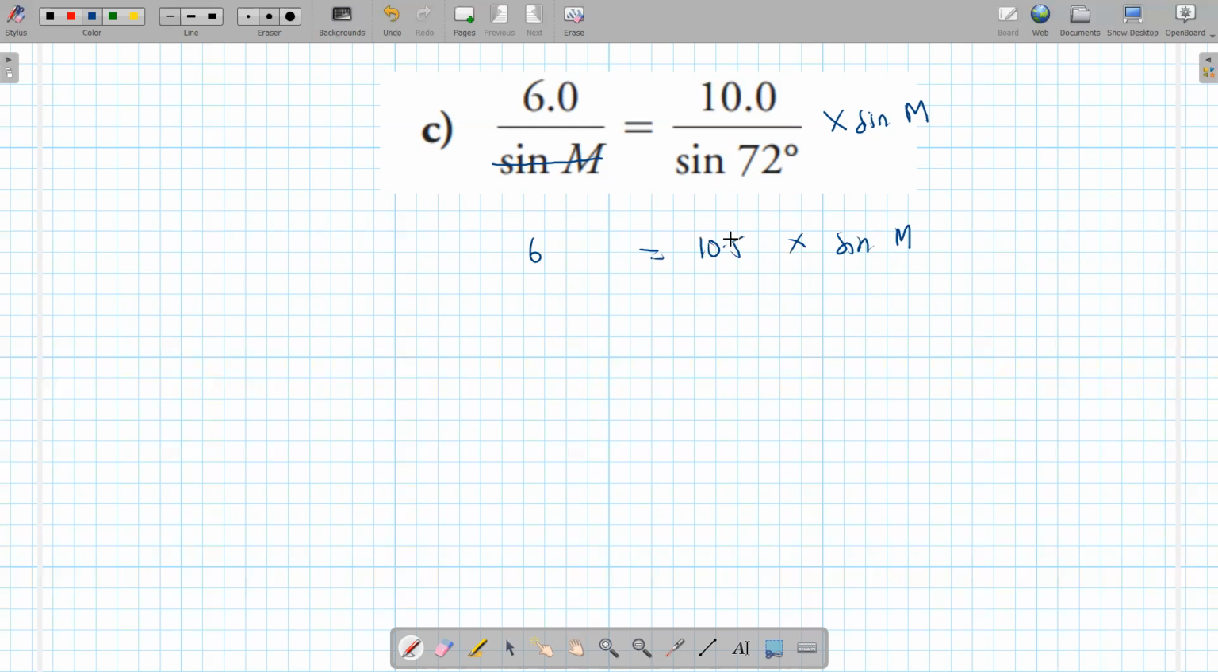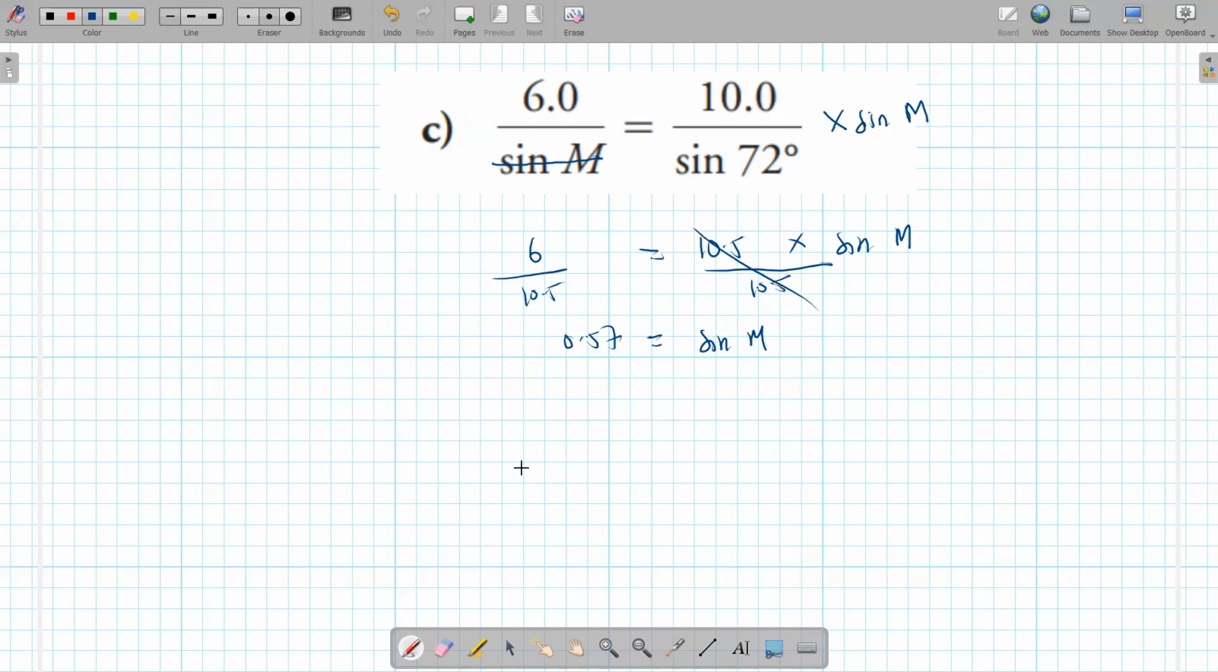10.5. Correct, because if you divide sine m on both sides, you literally go back to the same step that we had before. So we'd divide 10.5 here, and we would divide 10.5 here. This cancels out. We're just left with sine m on this side, yeah? The other side, we have 6 divided by 10.5, which is 0.57. And we're looking for m, not sine m.